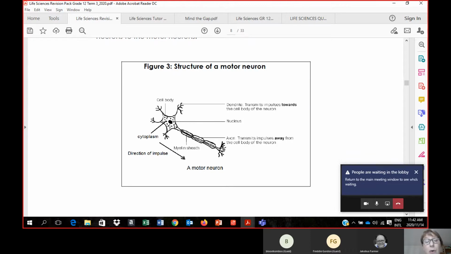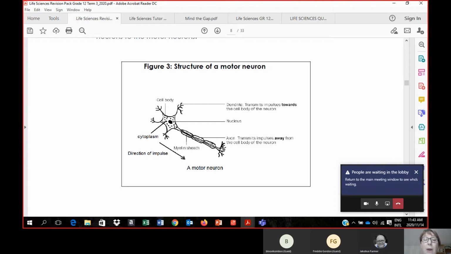Then this motor neuron over here has got a single axon, and there at the end it branches a little bit, and the axon always conducts impulses away from the cell body. And the axon, you can see, is also surrounded by a fatty material, which is called myelin, and this myelin sheath is produced by the Schwann cells, which surround the axon over here.